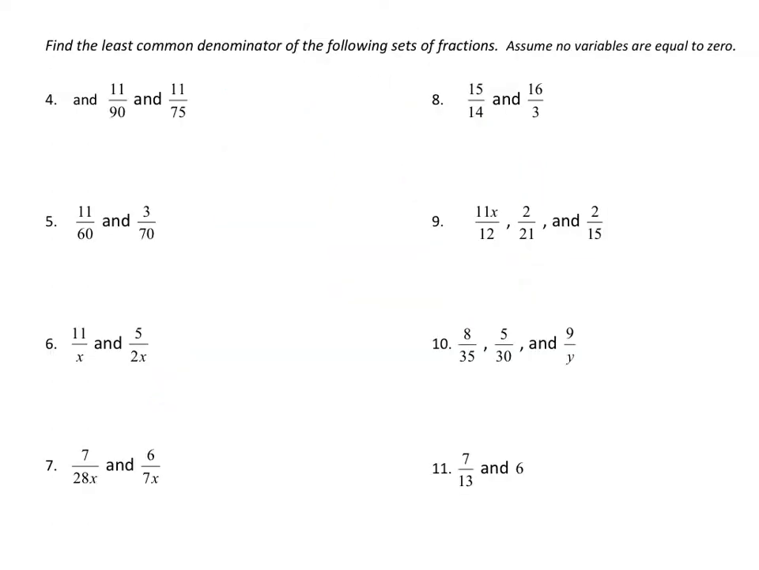to do this. Find the least common denominator of the following sets of fractions. Assume no variables are equal to 0. Alright, with that in mind, this means that we can ignore the numerators for now, okay? Because if we can get this skill down of finding the least common denominator, then we're in good shape. By the way, in the future, it's not even necessary that we find the least common denominator. We just need a common denominator in order to combine these. And we'll get into why that is in a moment.